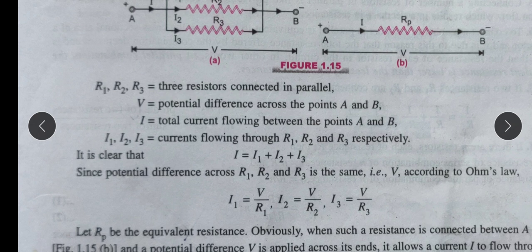that is I1 is equal to V by R1. Then second step, the current flowing through resistor R2, that is I2 is equal to V by R2. Then I3 is the current flowing through resistor R3, that is I3 is equal to V by R3. I repeat, I1 is equal to V by R1. We know that potential difference across each resistor is same, that we taken as V. That is I1 is equal to V by R1, I2 is equal to V by R2, and I3 is equal to V by R3.